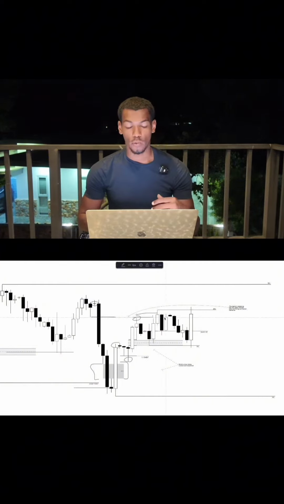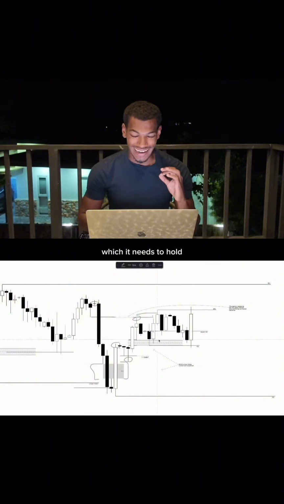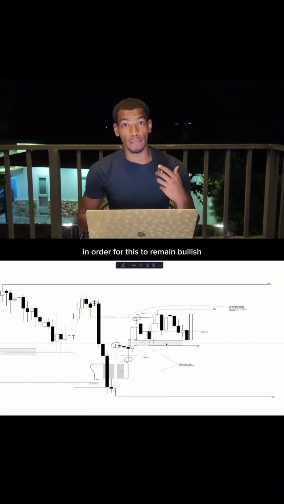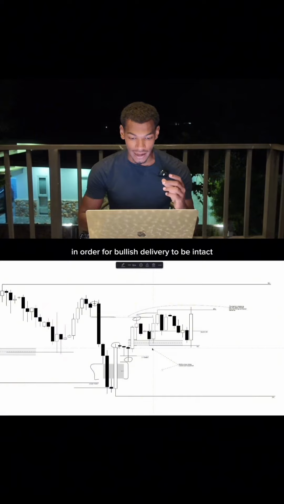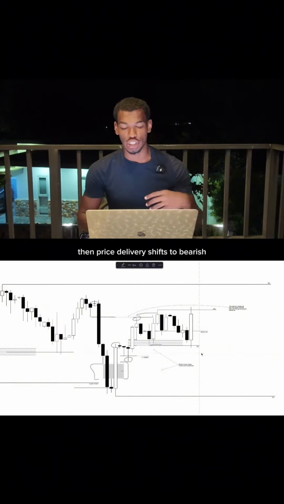close above that, we are once again confirming bullish momentum, and we create this bullish OB, which it needs to hold in order for this to remain bullish, in order for bullish delivery to be intact. If we end up closing below this sell side liquidity, then price delivery shifts to bearish.